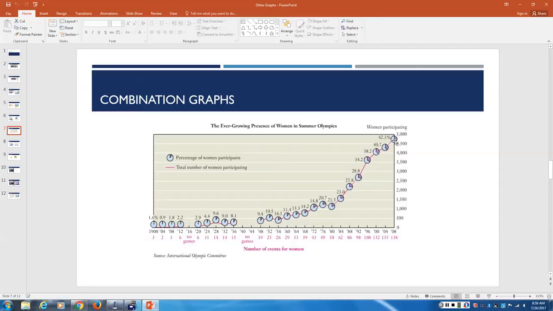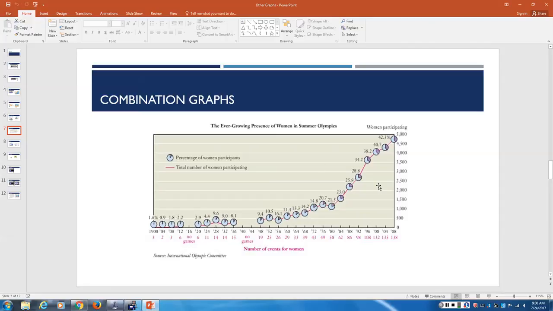That's a commentary on the advancement of women in a lot of different areas, because this is the presence of women. The total number of women participating in 2008, they participated in over half. And there was close to, I would say probably around 4,800 of those.